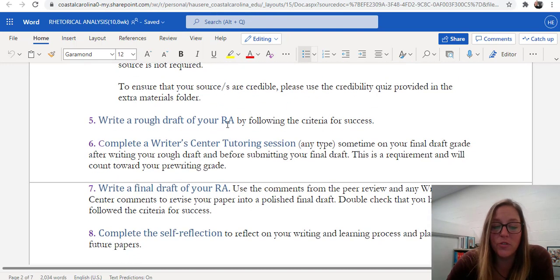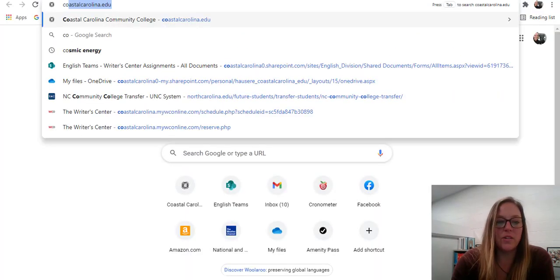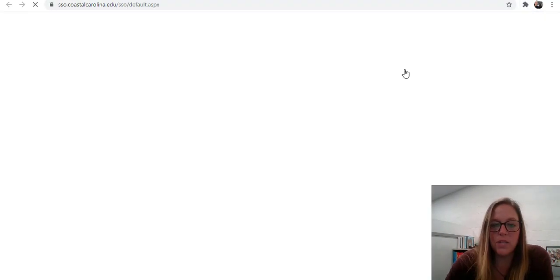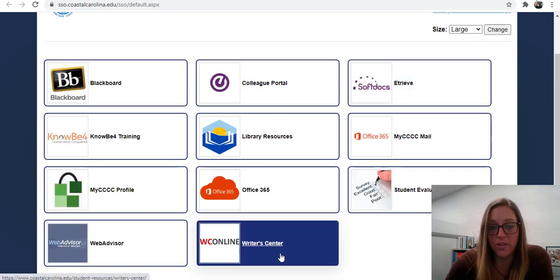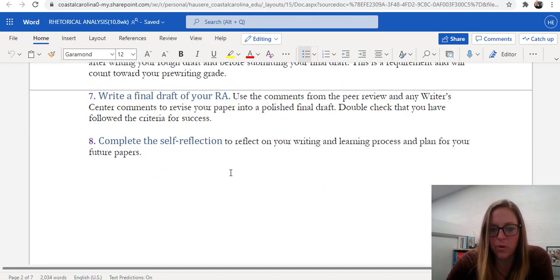Next, you're going to write your rough draft and you're just going to submit that to Blackboard. We're not going to do a peer review and I won't give you comments on your rough draft, but you will complete a Writer Center tutoring session. To access the Writer Center, you'll go to the My4Cs portal and click on the Writer Center button here. Once you receive your comments back from your Writer Center tutor, you'll revise your rough draft and submit the final draft of your rhetorical analysis.